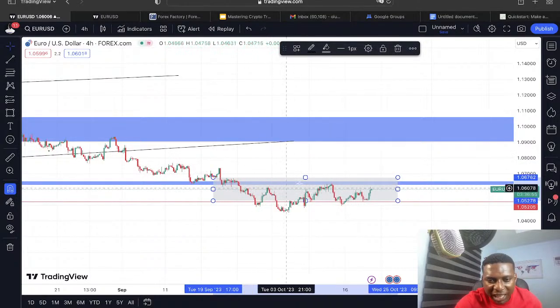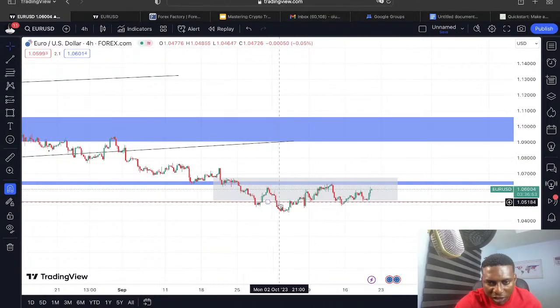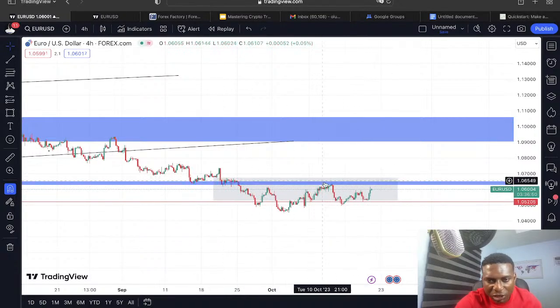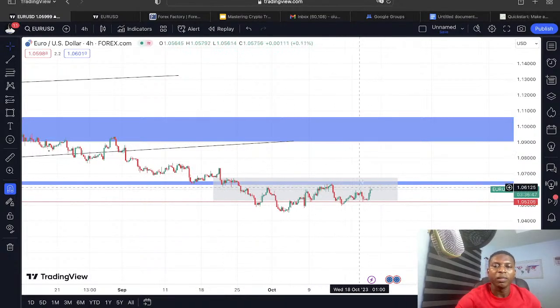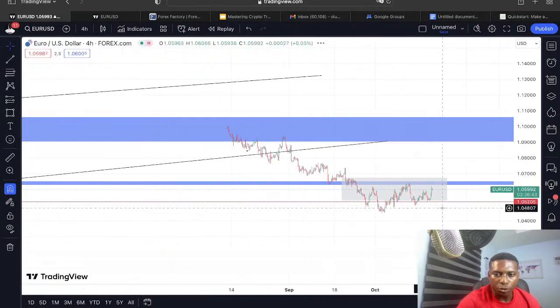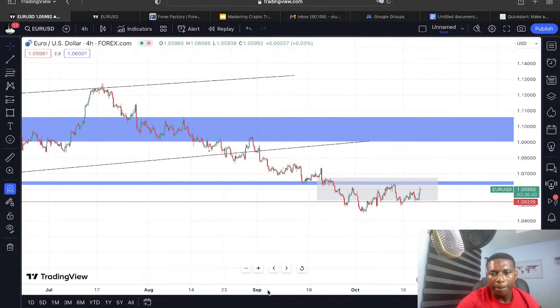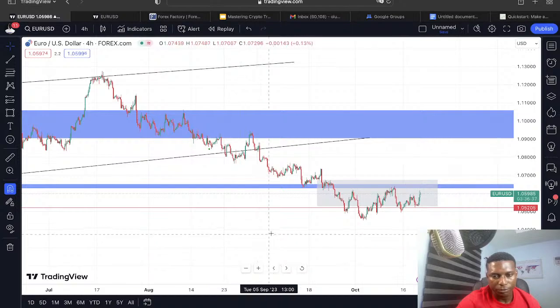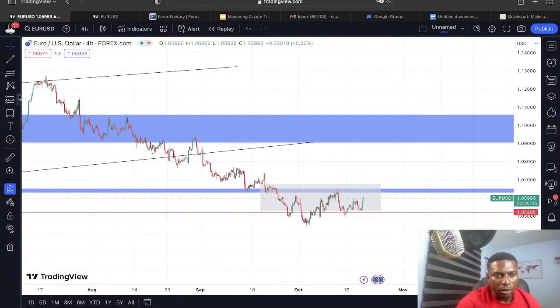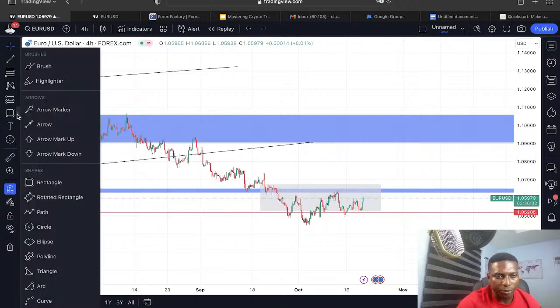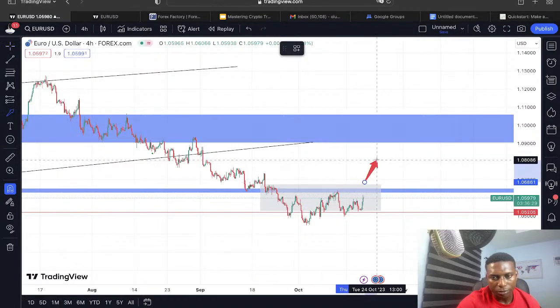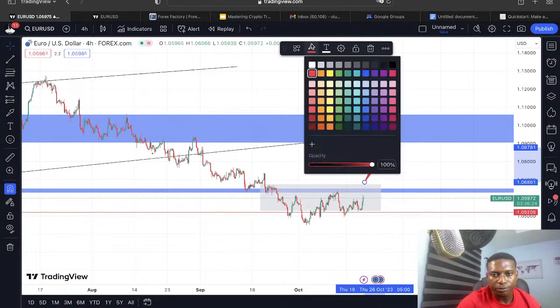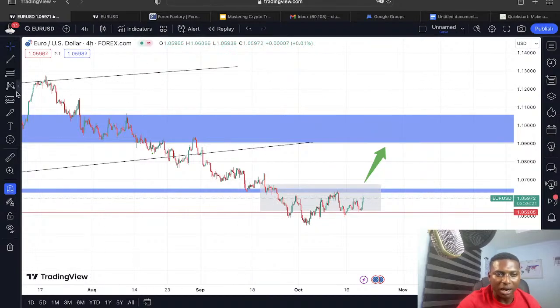Now you can see how price has been consolidating on all this level. Can you see? Price has been consolidating just within this range. Now there are two things that price can do here. All right, and you have to watch it. One, price can decide to push back up, or price can decide to push back down.